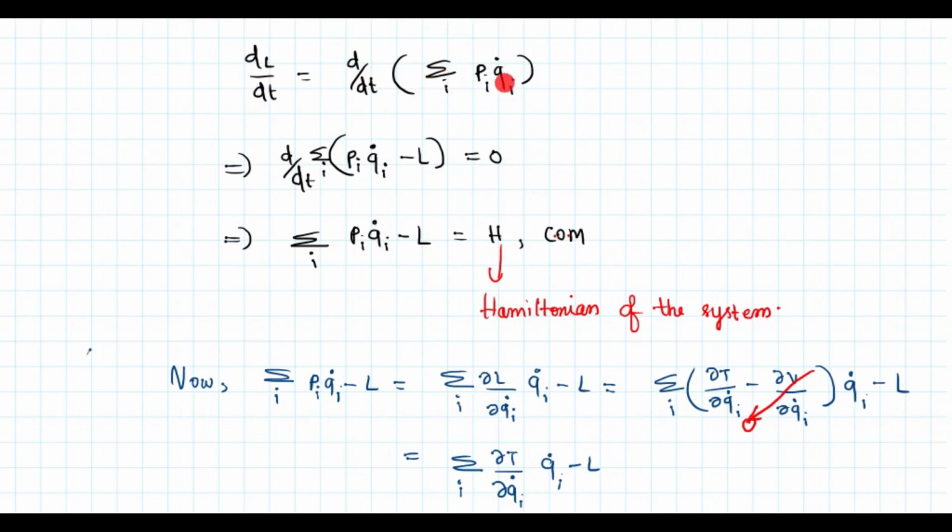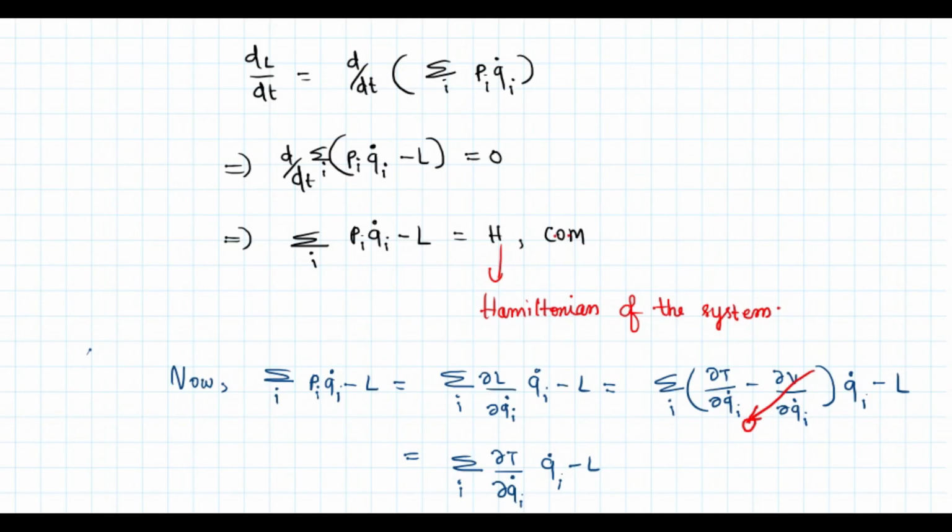Now take this dL/dt on the RHS and equate it to 0. You will get d/dt of summation over i pi qi dot minus L equal to 0. So obviously the quantity in this bracket will be a constant of motion. So you will get summation over i pi qi dot minus L will be a constant. We are going to call this constant H. H is called the Hamiltonian of the system.